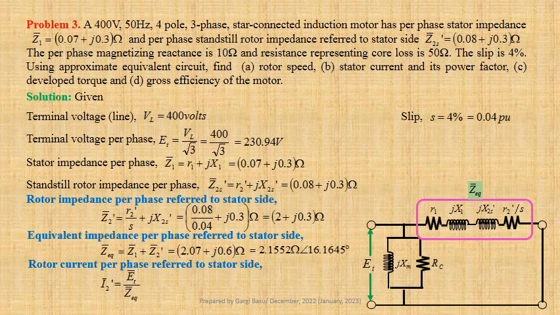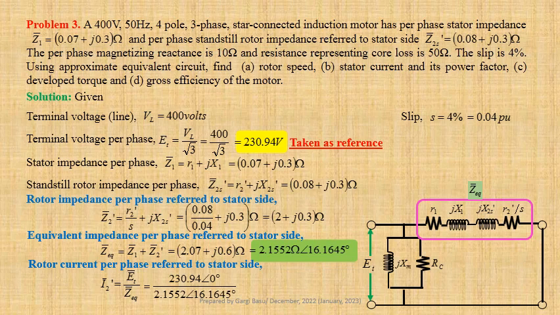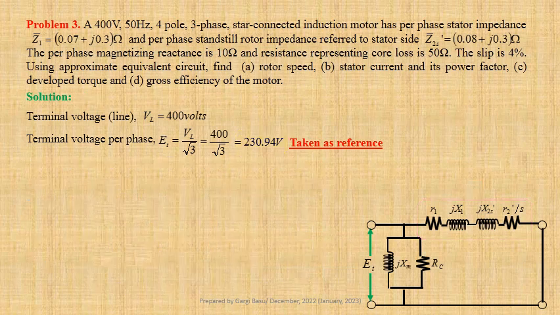Taking terminal voltage per phase ET as reference, we get I2' equals 230.94 at an angle 0 degree divided by 2.1552 at an angle 16.1645 degree. That gives us 107.1548 ampere at an angle minus 16.1645 degree. Let us now calculate working component of no load current per phase.